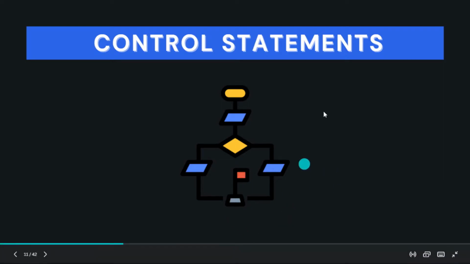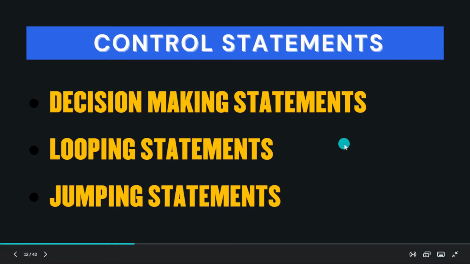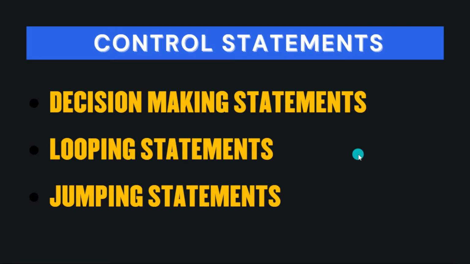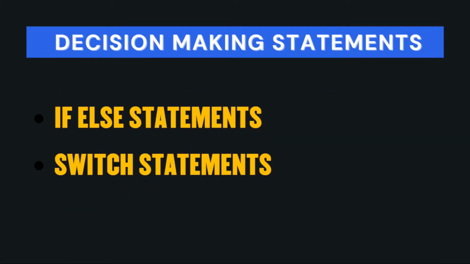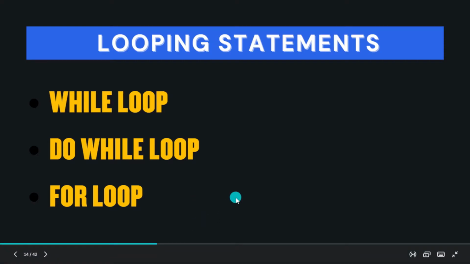Control statements are used to control the flow of the program, how the program will work. We have decision making statements, looping statements, and jumping statements that you had already seen in our C++ playlist, where I explained each and everything properly by making the programs. We have decision making statements like if else and switch statements. Then we have the looping statements: while loop, do while loop, and for loop, that you have to learn.